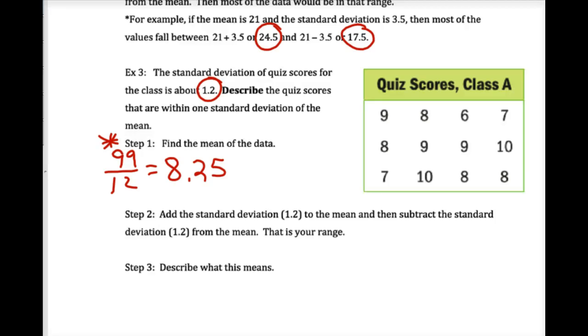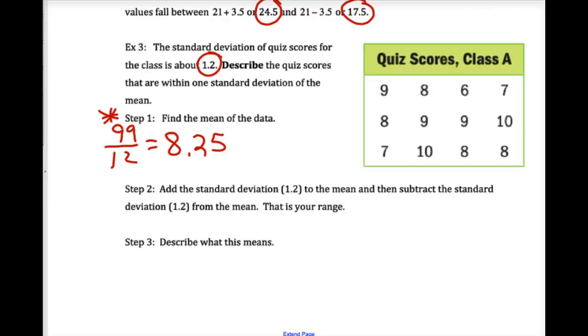All right, the average score is 8.25. Is that a logical average? Yeah, for these quizzes. You've got a couple of 10s, a couple of 9s, a bunch of 8s, and then a 6 and a couple of 7s. 8.25.